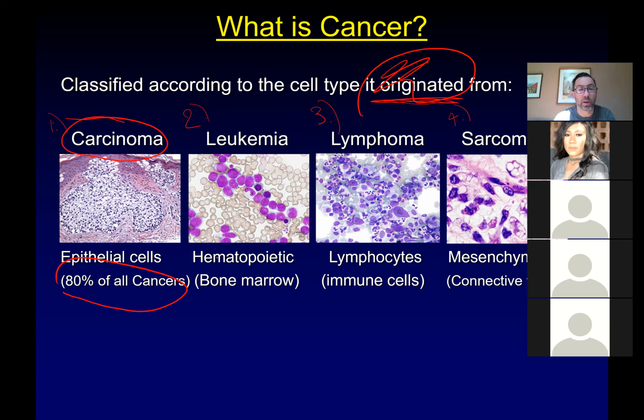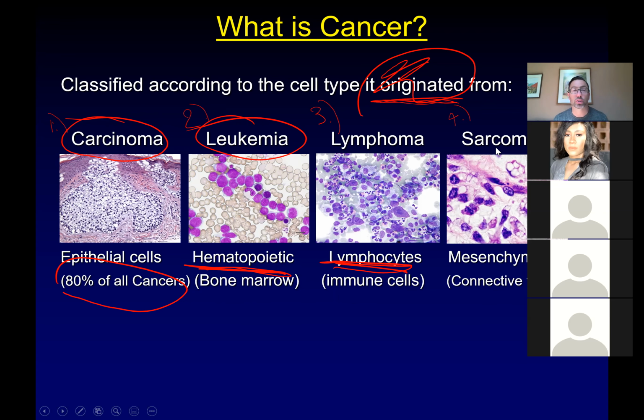If we have hematopoietic cells coming from the bone marrow, cells that produce red and white blood cells, that's leukemia. Things that come specifically from white blood cells or lymphocytes are called a lymphoma. And things that come from connective tissue, from mesenchymal cells, are going to be called sarcomas.